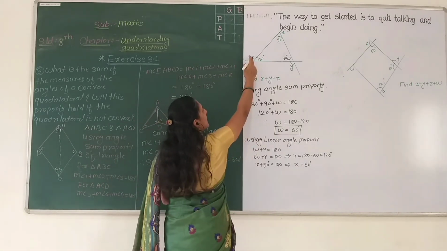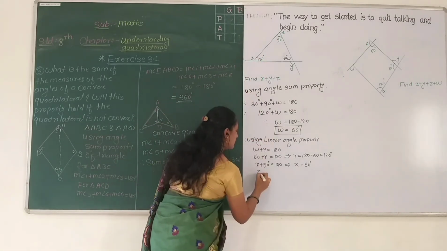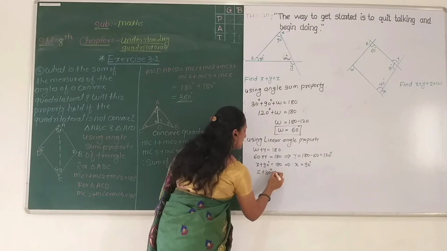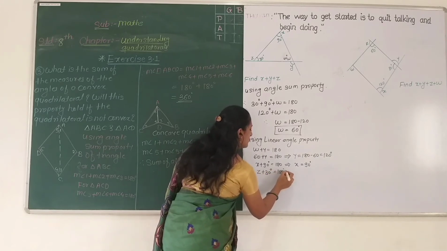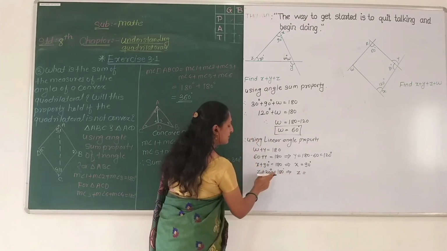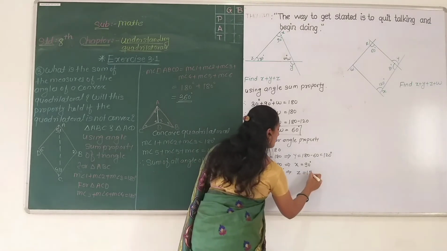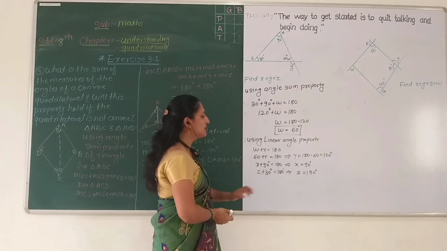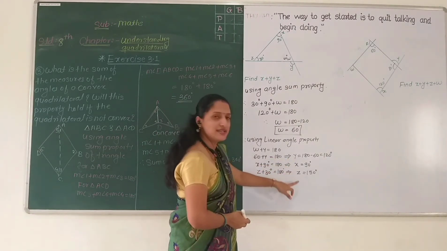Also look here, z and 30. These two are also linear angles. So z plus 30 is equal to 180 degrees, which implies the value of z is equal to 180 minus 30, so it is 150 degrees. So here we get all the values of x, y and z.